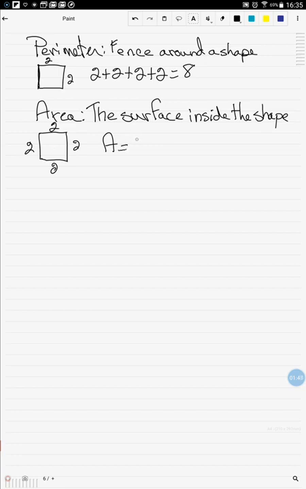So area equals the length times the width. So the length is 2 times the width is 2 also because it's a square. 2 times 2 equals 4. So my perimeter for that shape would be 8. 2 plus 2, 4 plus 2, 6 plus 2, 8. I have my fence around.